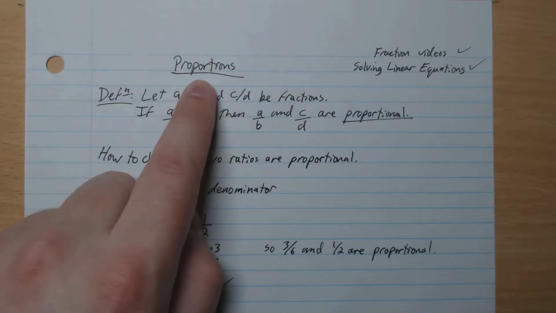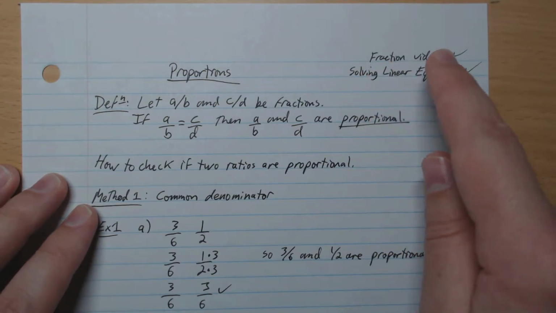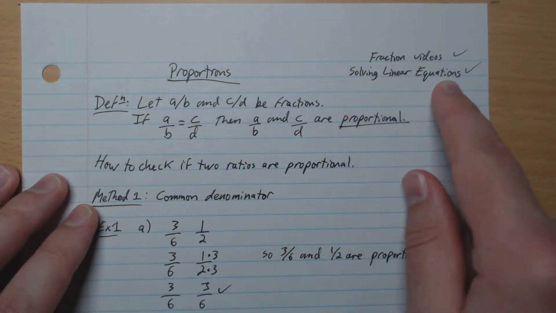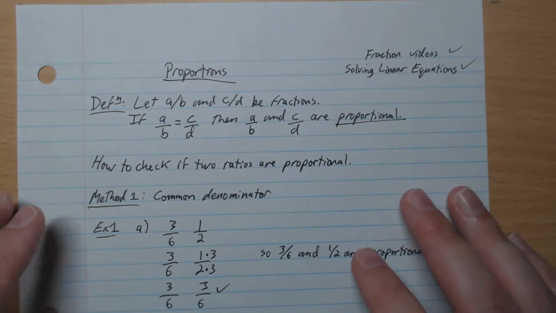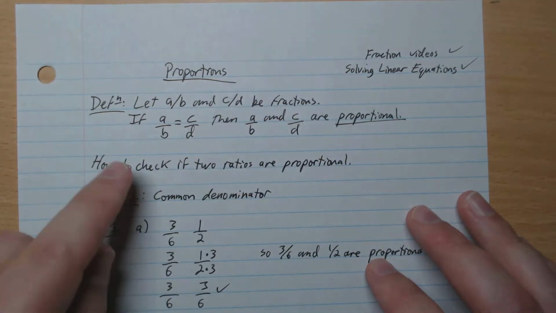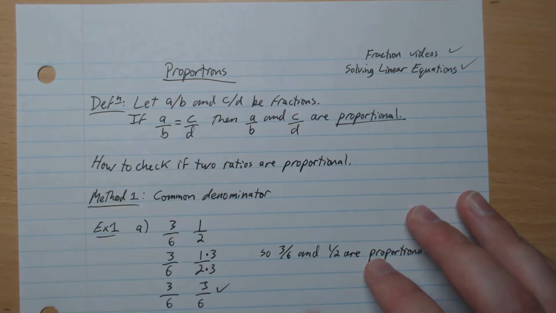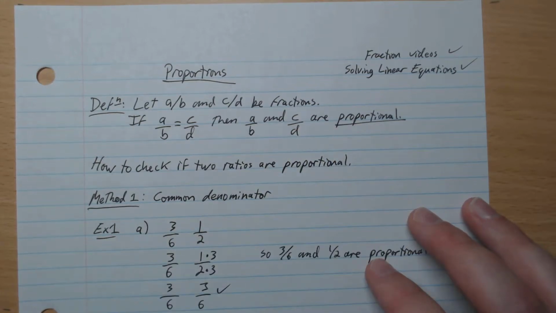Today we're going to look at proportions. If you've completed the previous fraction videos from grade 8 and the solving linear equations video, today's lesson will be a lot easier on you. So, definition: let a over b and c over d be fractions. If the fractions are equal, then we say a over b and c over d are proportional.